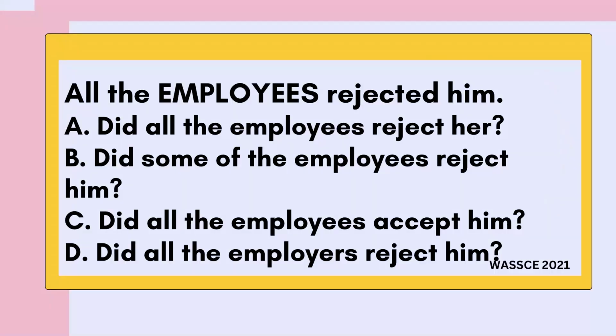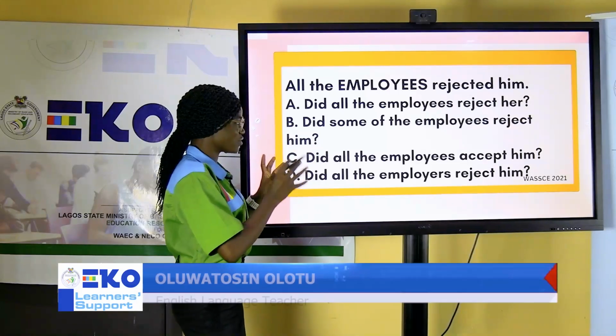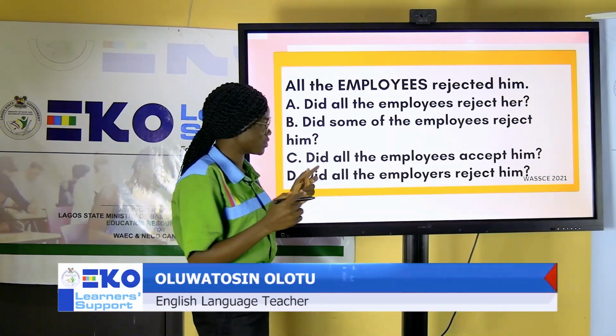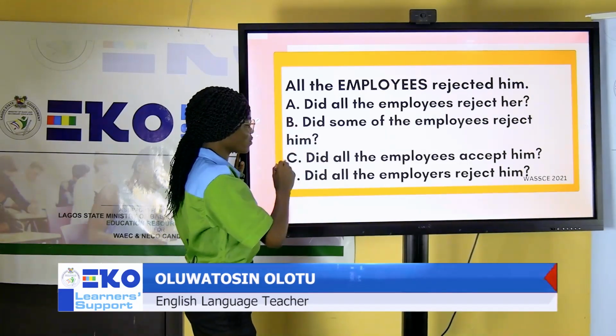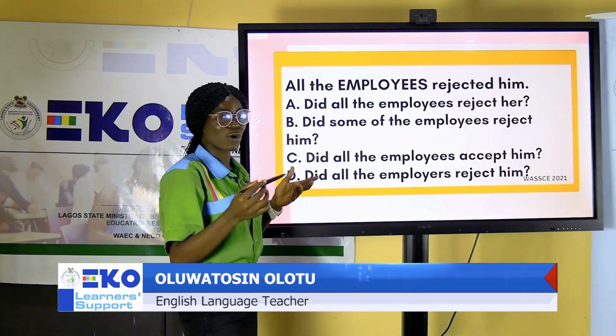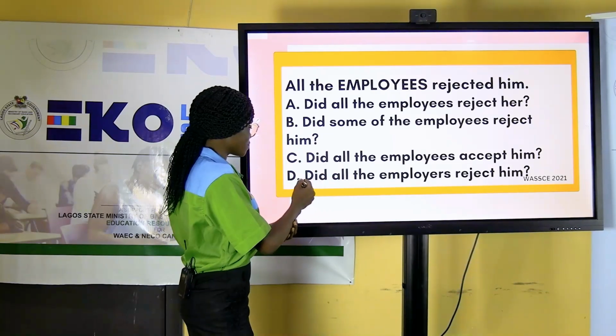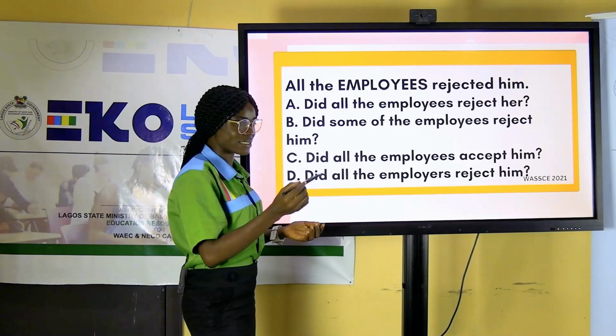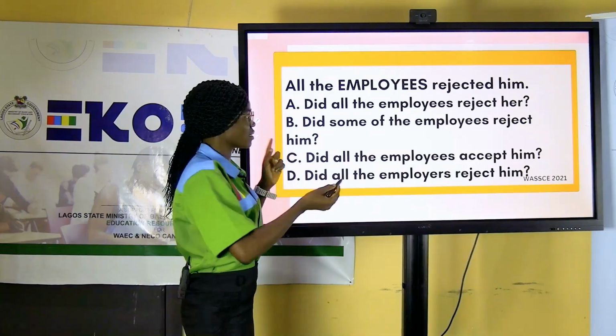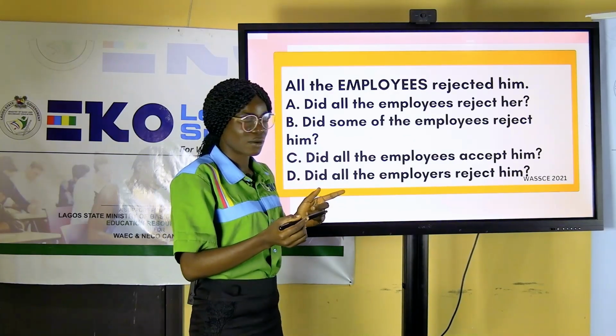A, did all the employees reject her? Did some of the employees reject him? Did all the employees accept him? Did all the employers reject him? Please, this is a little bit tricky, so pay close attention to what you're reading. The rest, from A to C, you discover that it is employees. But the last one says, did all the employers? So what contradicts where we have the emphatic stress now?